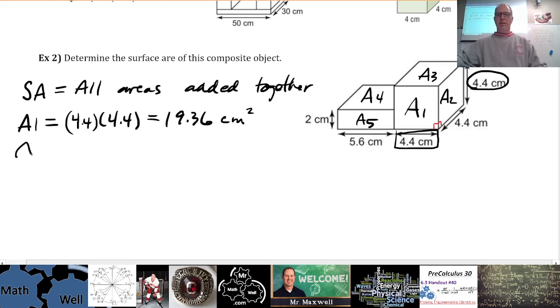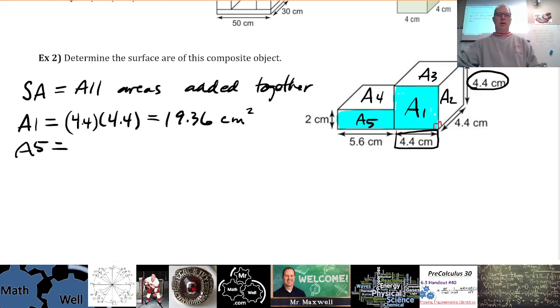All right, let's do area 5. I'll tell you why I'm going to do area 5. Because area 5 makes up this front sort of whole face of this object. You see that? So area 1 and area 5 added together gives us this front face, which is going to be helpful in a second.